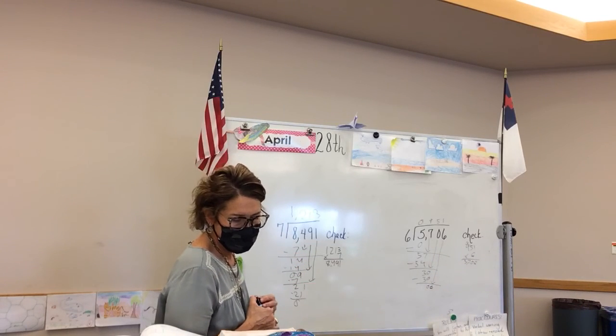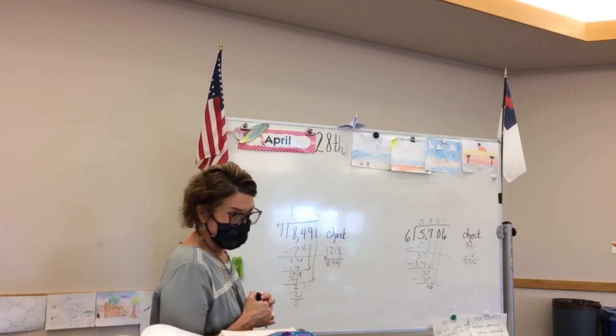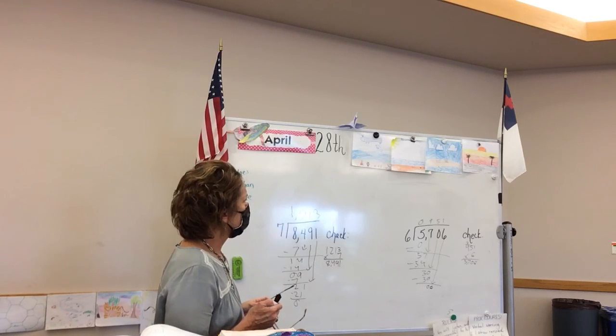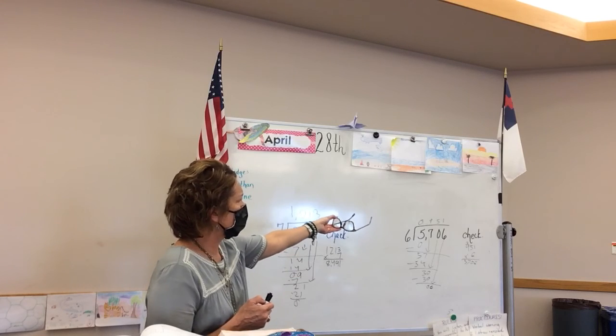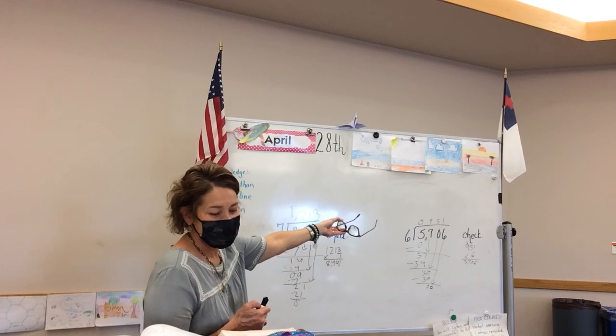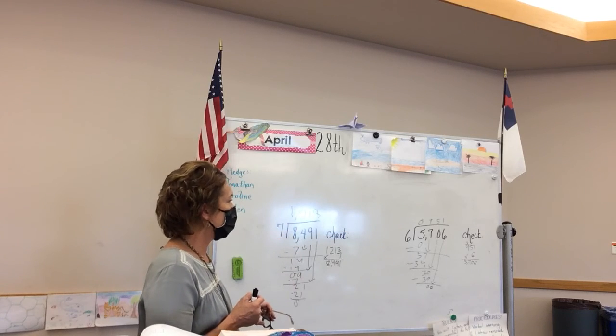And what is your number, Jonathan? 5,700. Huh? No, what is your answer in your long division? Oh, 951. There you go. Perfect. Good job.